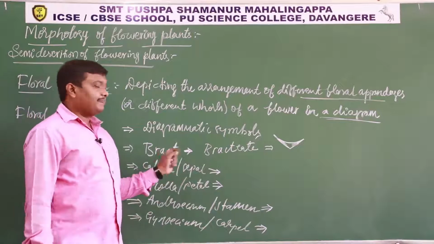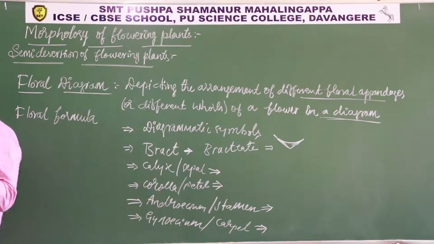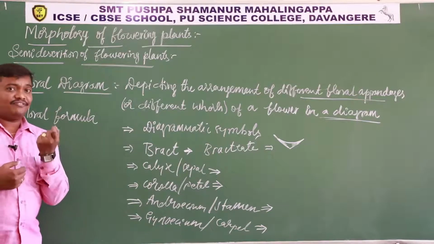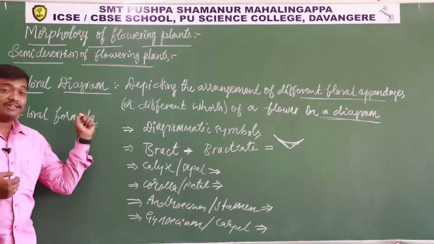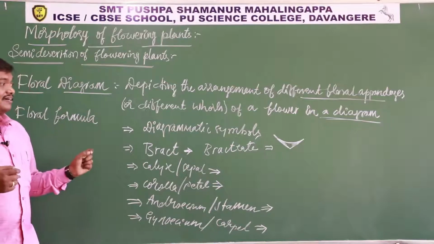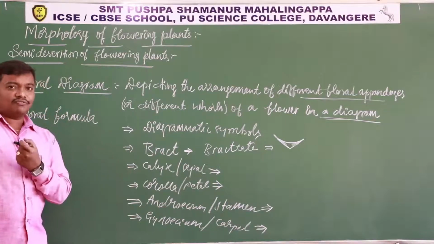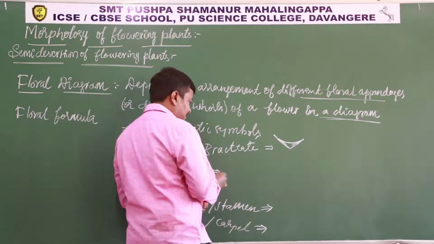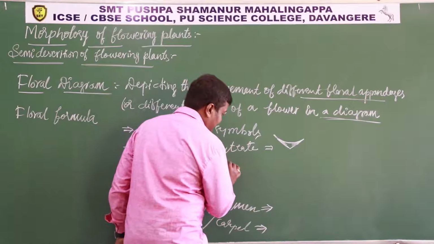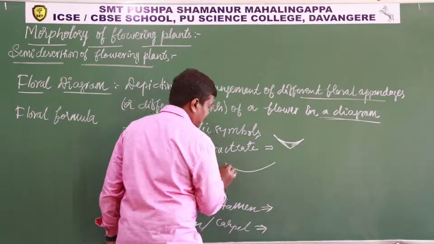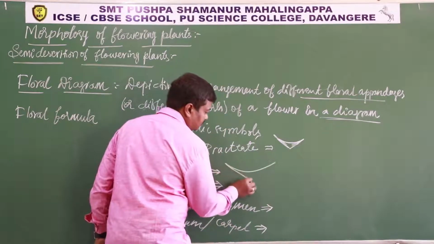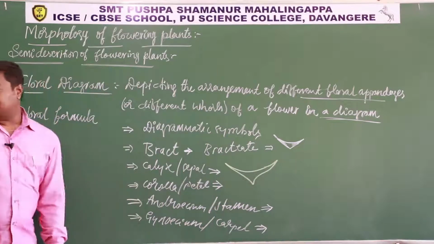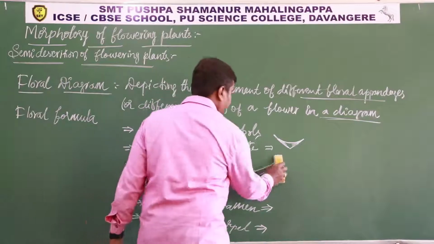Then calyx or sepals. Remember, the sepals are individual structures, so they can be represented by how many there are. Suppose a flower has 5 sepals, you need to represent 5 sepals. Or if it has 4 sepals, we need to mention that 4. So how to write a sepal? A sepal can be written like this.